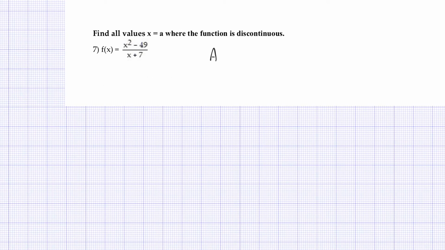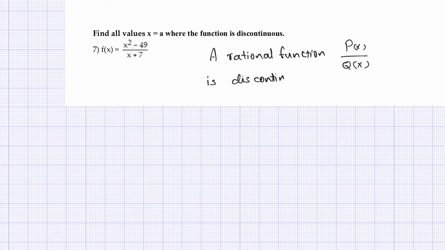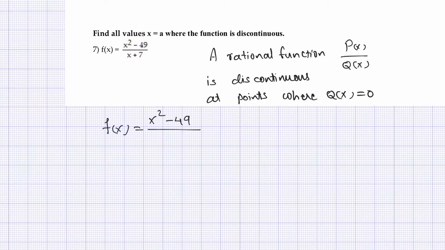Find all values x equals a where the function is discontinuous. A rational function given by p of x divided by q of x is discontinuous at points where the denominator q of x is equal to 0. The given function, therefore, is discontinuous when x equals negative 7.